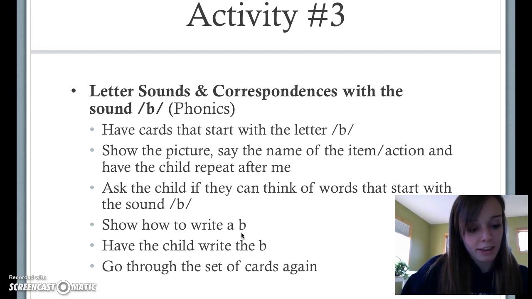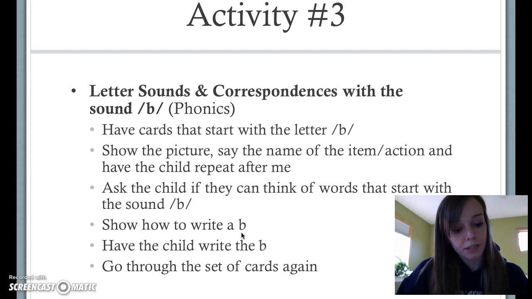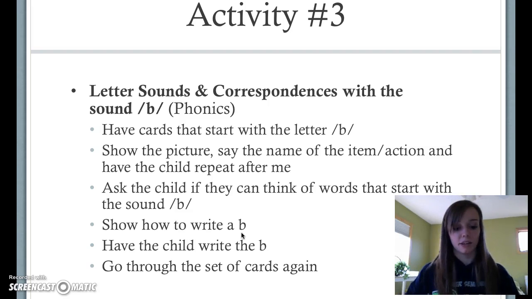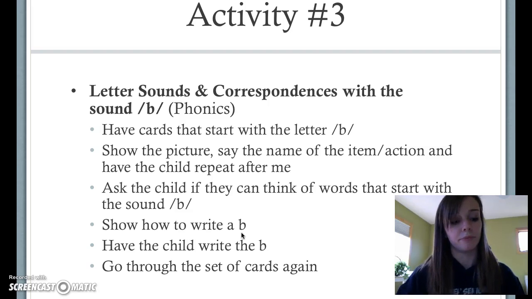And then we would just go through writing the B and pronouncing the sound. And then I would go back to the first set of cards and go through them again, just saying the word so that they understand, and it kind of comes full circle.